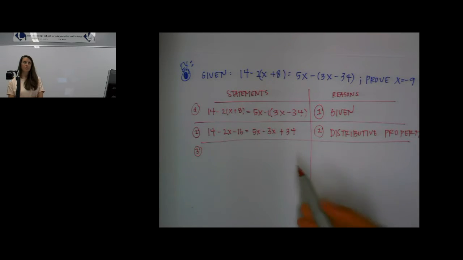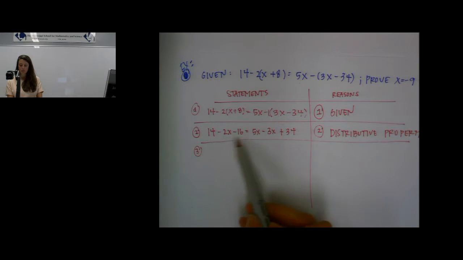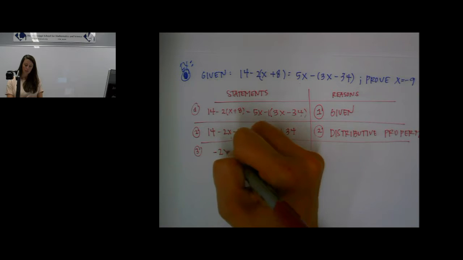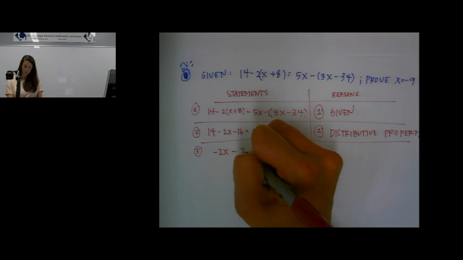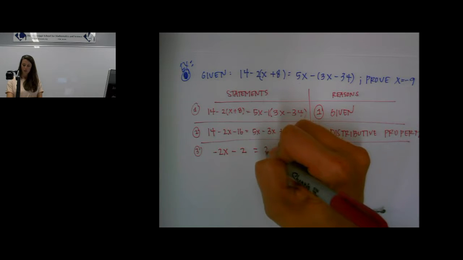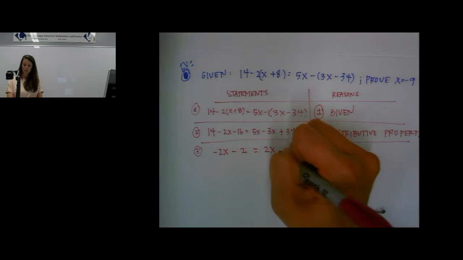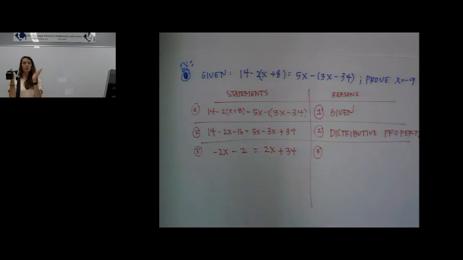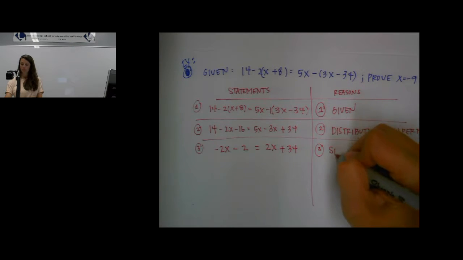The reason I wanted to do this one is because the next step is actually to combine these two terms. So I'm going to have negative 2x minus 2, so that is just simplified down. 5x minus 3x is also 2x plus 34. The only thing is I didn't change things on equality because I didn't move things over. I just simplified.